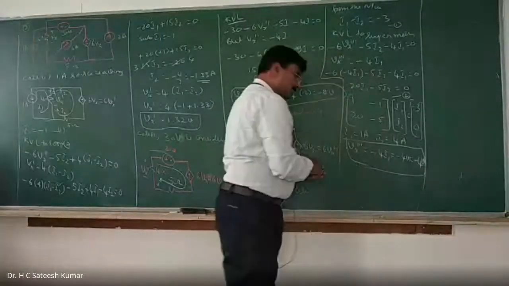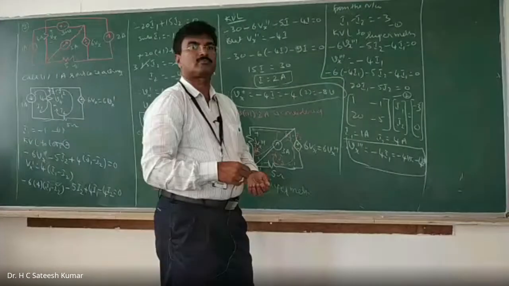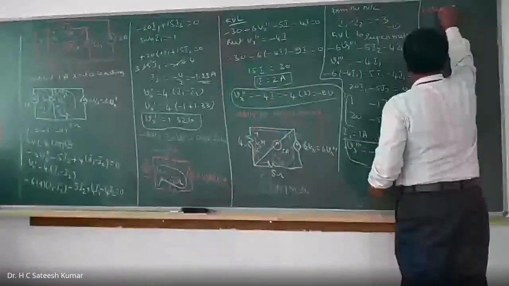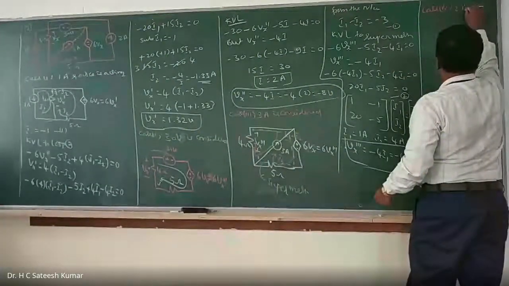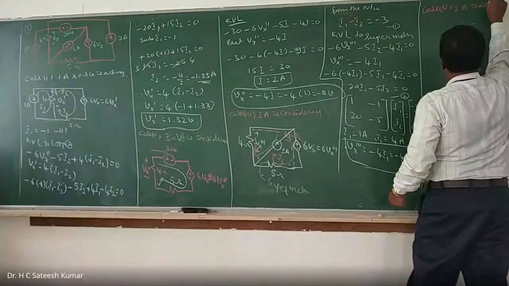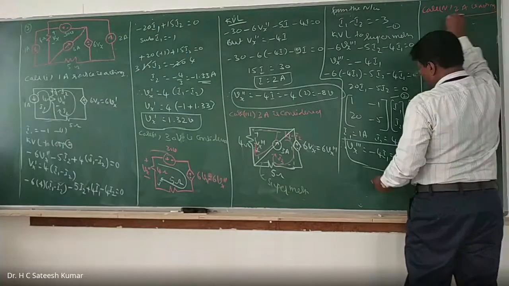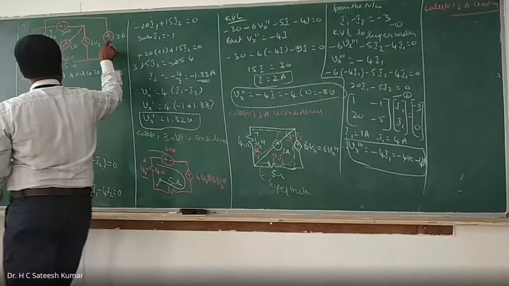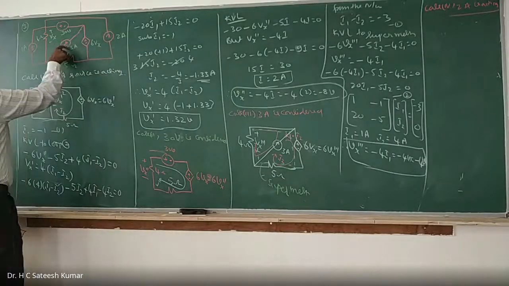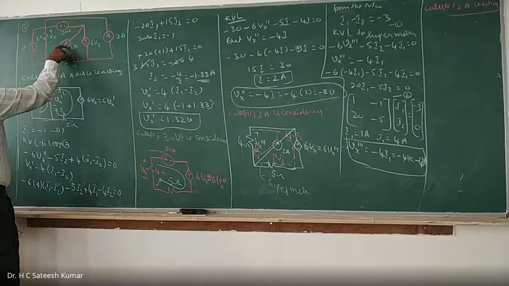The last one, case 4. The last source is what? The 2 amp source is acting. Now we write down the circuit diagram. What is there? This is open circuited, this is open circuited, this is short circuited. So now I write it.